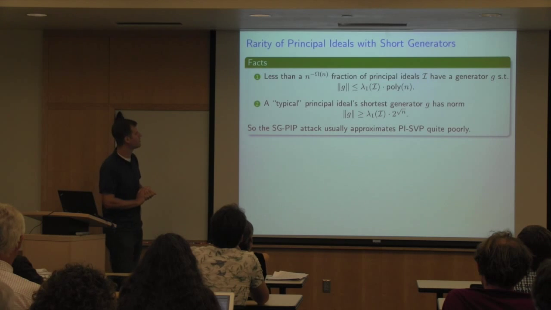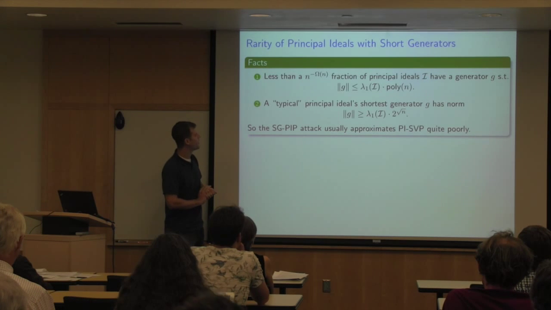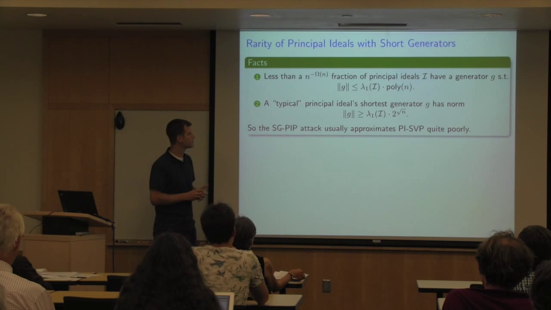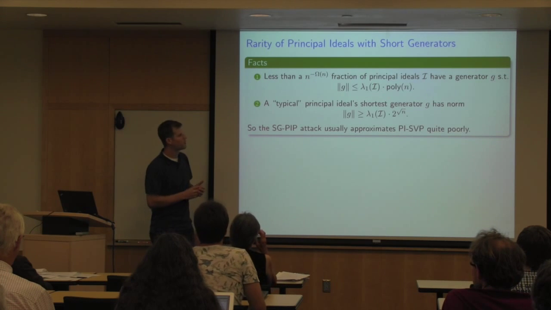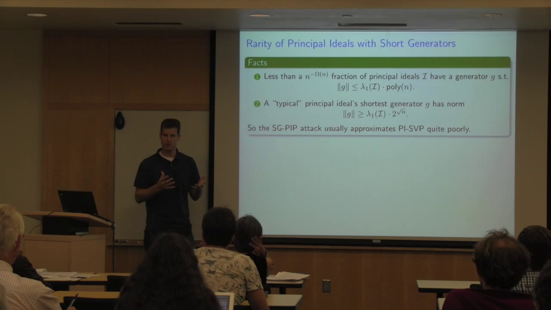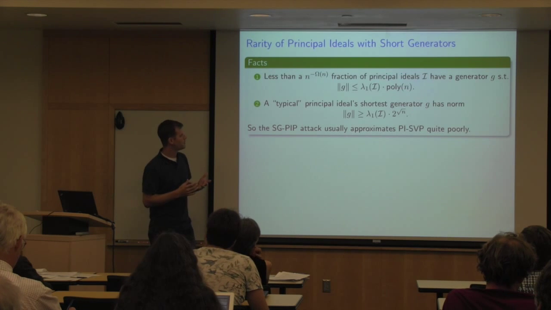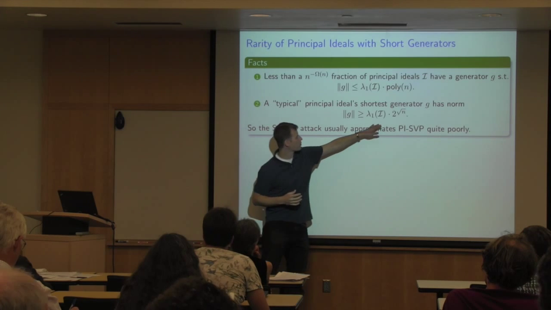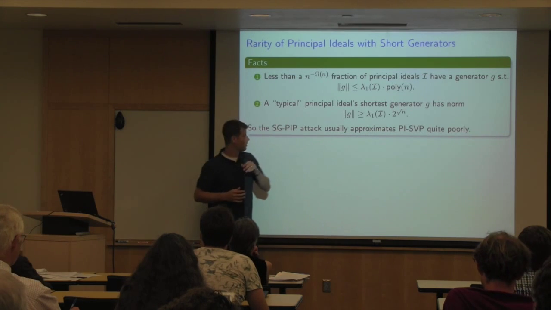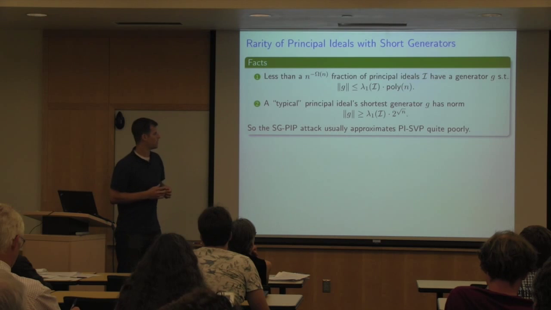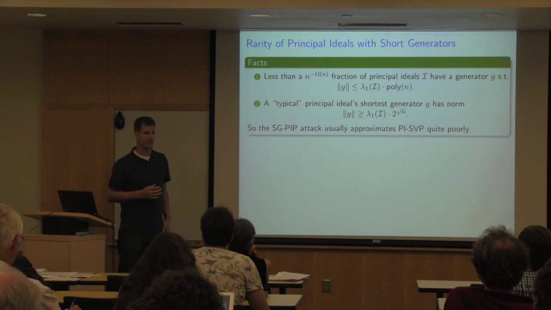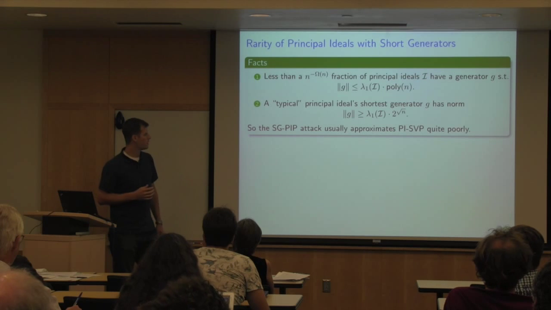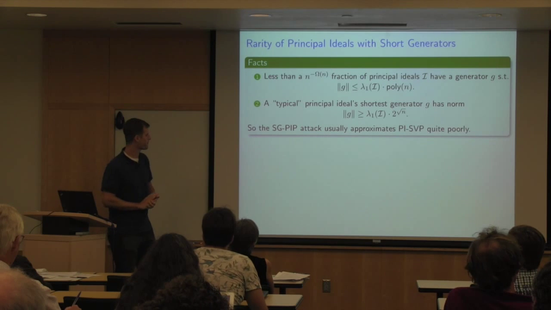So, and then the other side of this coin is that, okay, what if I took one of these typical or random principal ideals, then what would its shortest generator look like? How would its shortest generator compare to the minimum distance? And typically it will be quite bad. It'll be at least a 2 to the root n factor larger than the minimum distance. Could be even bigger, but the very simple naive argument that I'll show you gives you at least this kind of bound.